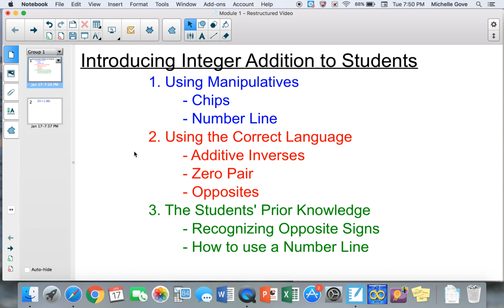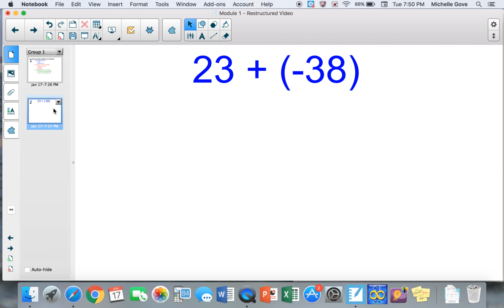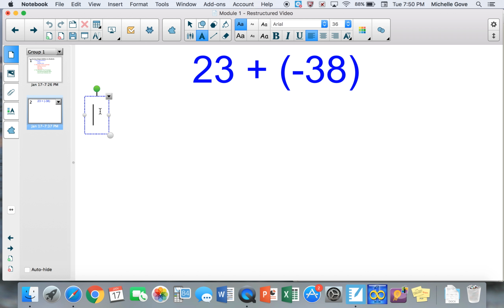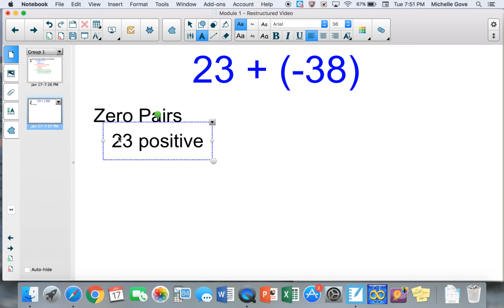So for my 23 plus 38, the way that I think I would work with this is I would really ask my students to focus on the zero pairs. So we talked about, well, we match them up. So we use our positive and our negatives and create zero pairs. So what is the most amount of zero pairs that you could make? So we know that we have 23 positives, and so at most we'll be able to make 23 zero pairs, which means we're going to need 23 negatives.